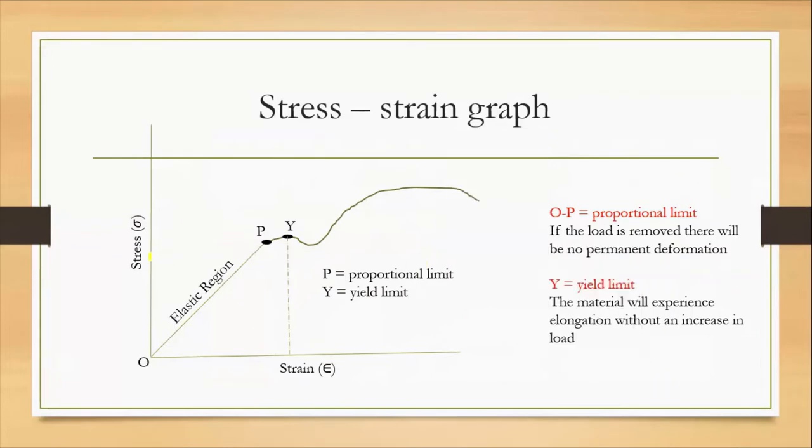Now, the elastic region is between O and P. In other words, if the force is applied and it gives a stress-strain relationship that lands us between O and P, it means it is within the proportional limit. If this force that causes the strain and stress is removed, there would be no permanent deformation.